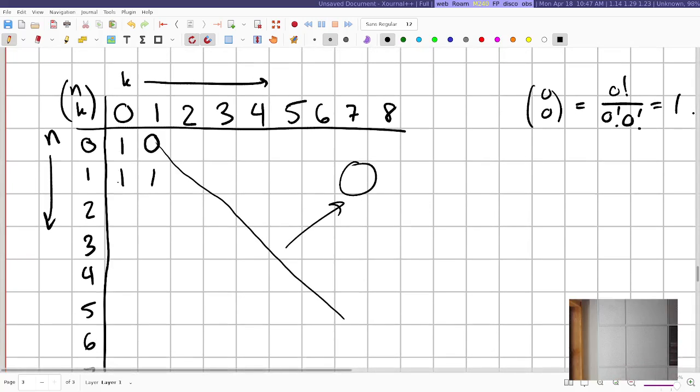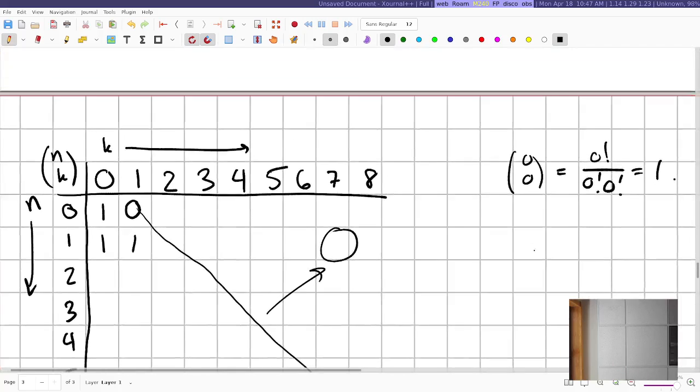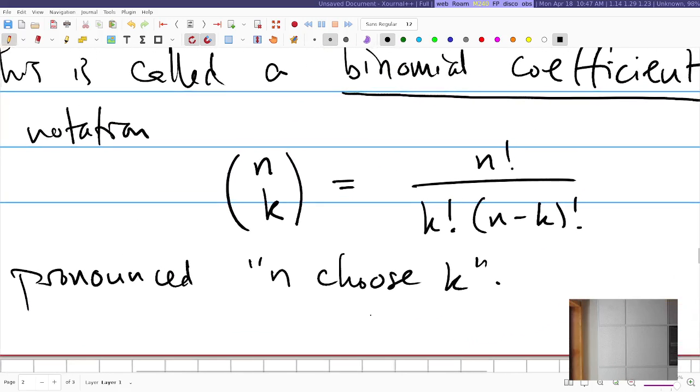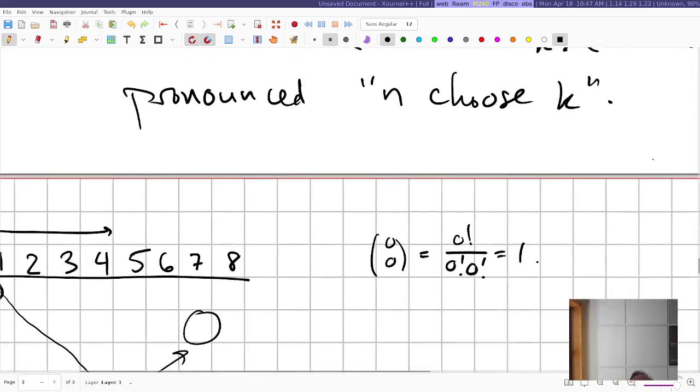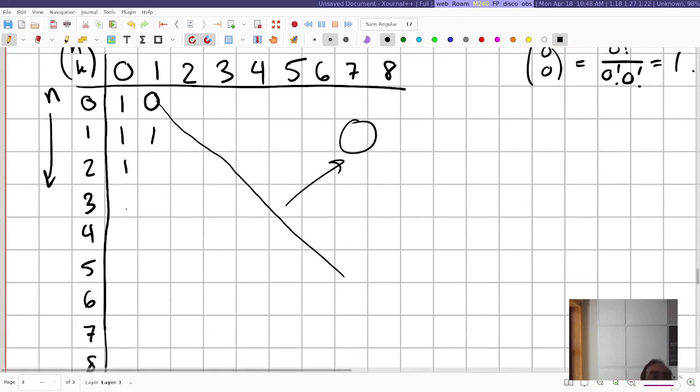We're choosing an empty set, and there's only one way to do that, to not choose any of the things. So that should be 1. We can also think about the formula. If k is 0, that means I'm going to get n factorial on the top. This is going to be 0 factorial, which is just 1. And n minus k is going to be n, so we get n factorial on the bottom. The n factorials will cancel, and I'll just get 1. Okay, so that makes sense? So these are all 1s.